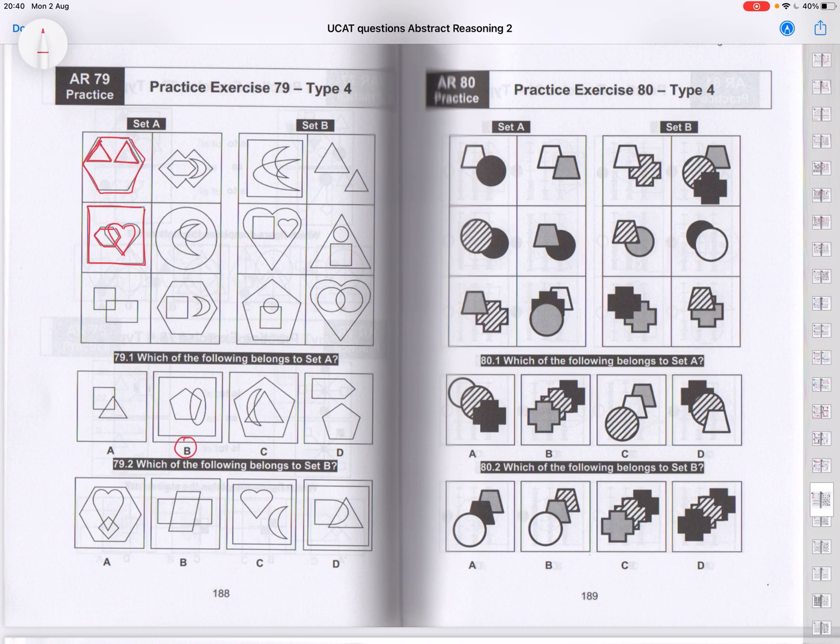Now that you've thought about that, think about mirroring. I want you to have a look at set B, thinking about mirroring, and see if you can immediately come up with the solution for set B. So I'll give you a minute.